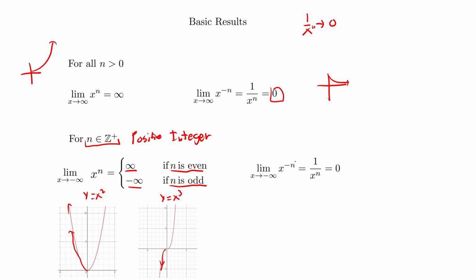Now, regardless of whether n is odd or even, the limit as 1 over x to the n as x approaches negative infinity is going to be equal to 0. So that won't change. So you can fill in a graph that looks like this. It will have something like this.